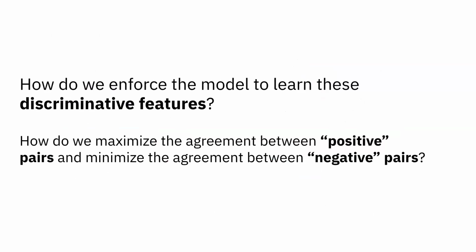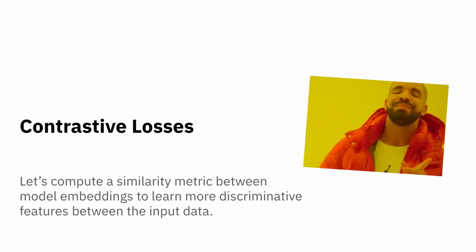A different way to pose the same thing is: how can we maximize the agreement between positive pairs? If I give you a picture of my face like this and my face a little bit like that, it should still be able to say you are the same person, as opposed to my face and, I guess, your face, where it should not say it's the same. So how can we minimize the agreement between two different faces and maximize it when it's the same face? That's where contrastive losses come into play.